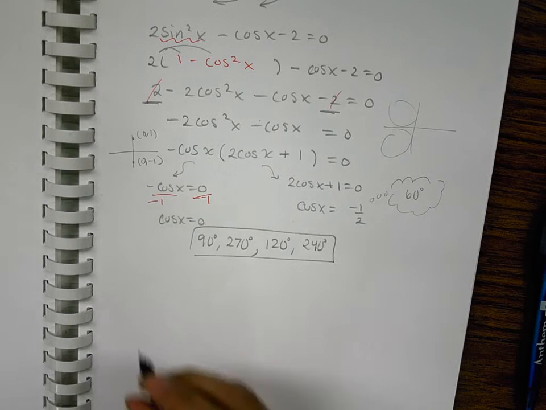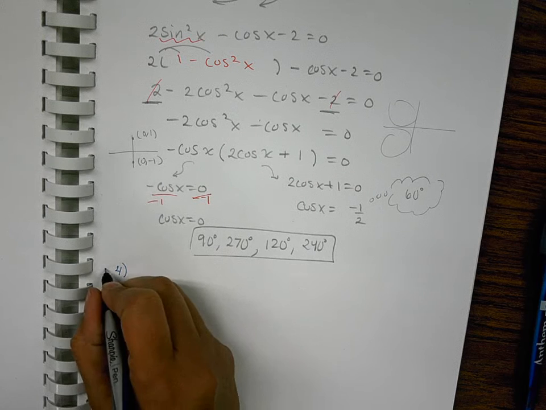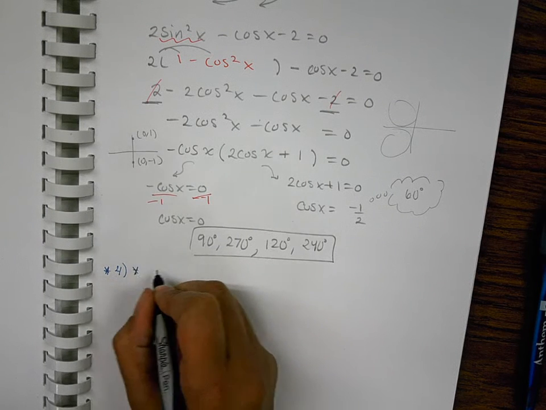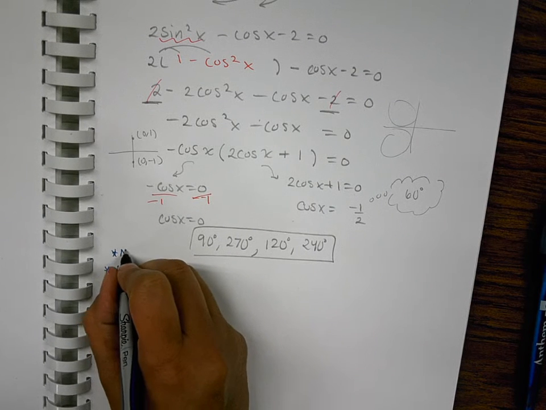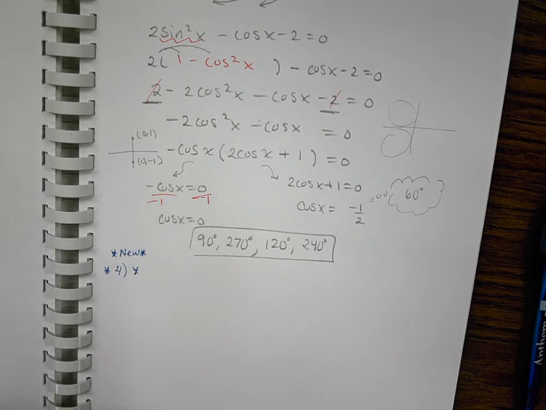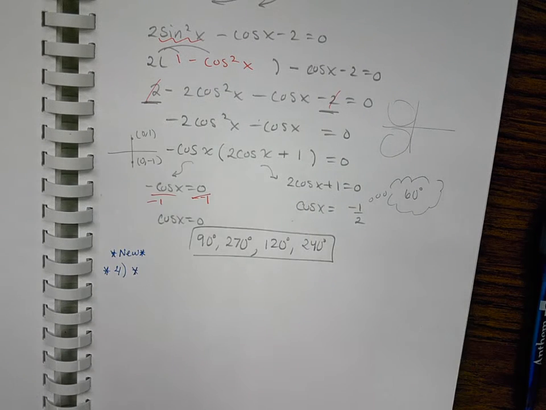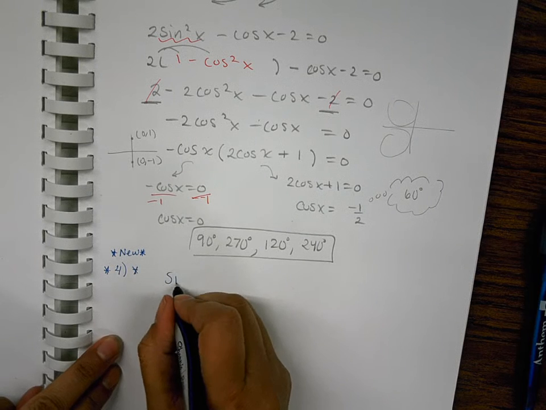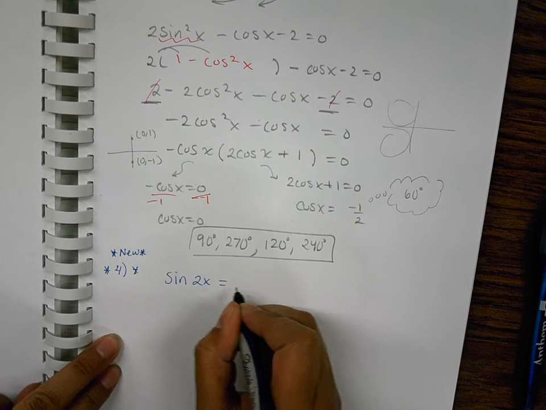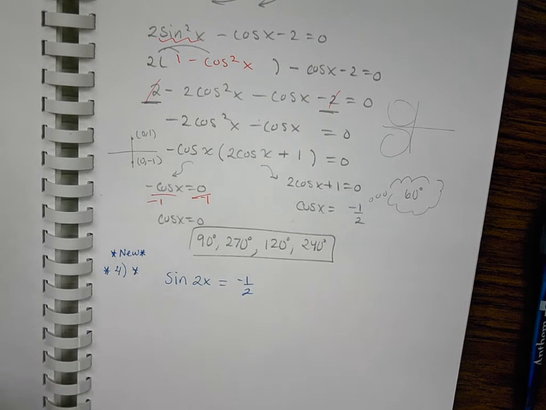Alright, this next piece is completely new on the test. And this is what you're going to be doing a lot of in tonight's homework assignment. Alright, it looks like this. Sine 2x equals negative 1/2.